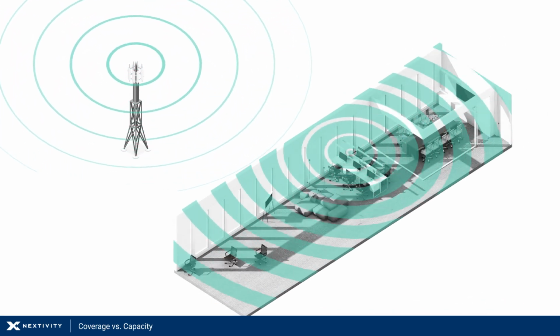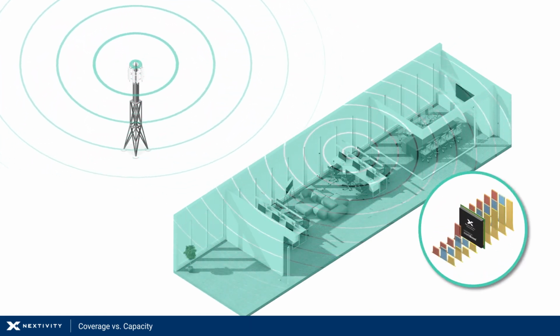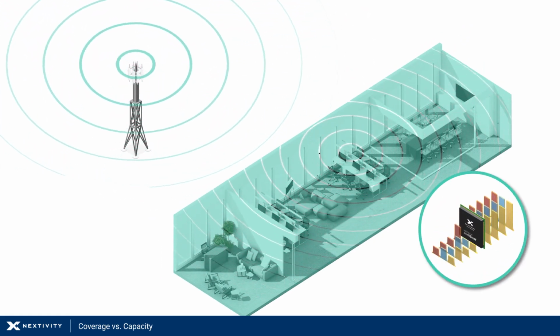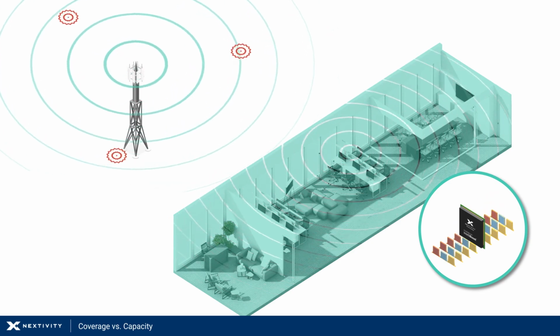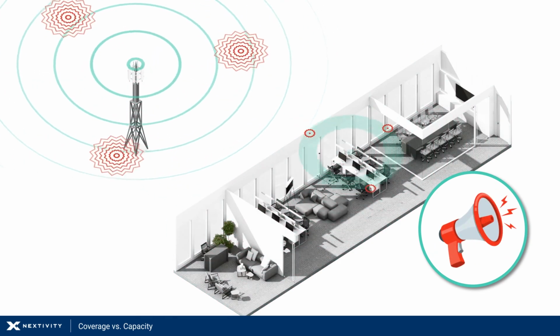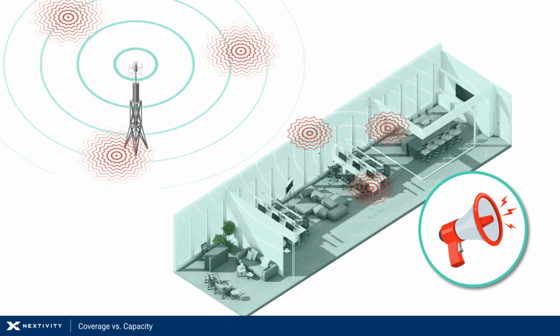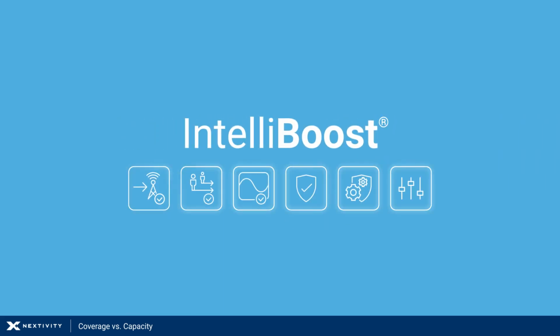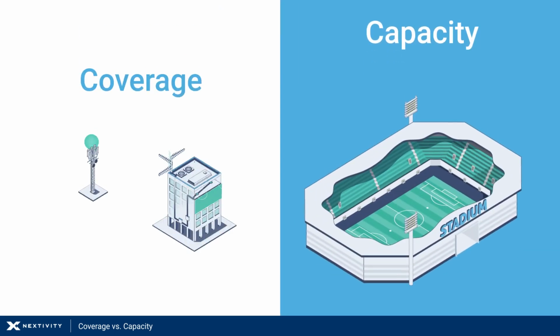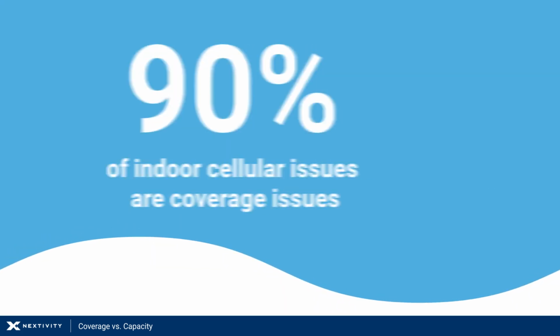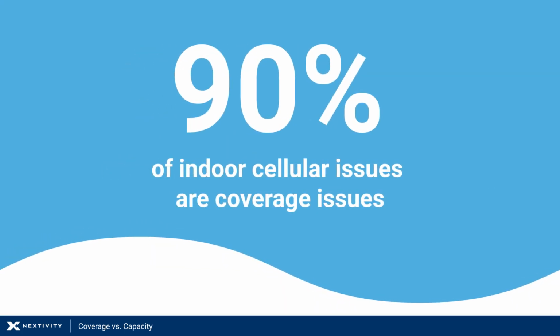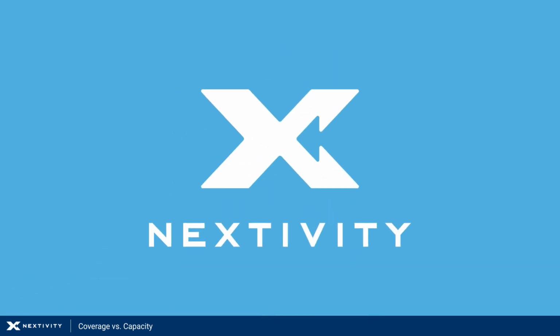Our signal is high quality because we have intelligent algorithms that clean up the signal before we distribute it throughout a building. This is in stark contrast to dumb repeaters that amplify and distribute both signal and noise. Our signal processing algorithms are one of the main things that make Nextivity solutions smarter by design. So, in the great debate over capacity versus coverage, just remember that 90% of indoor cellular issues are coverage issues. So why not start with a coverage specialist like Nextivity?